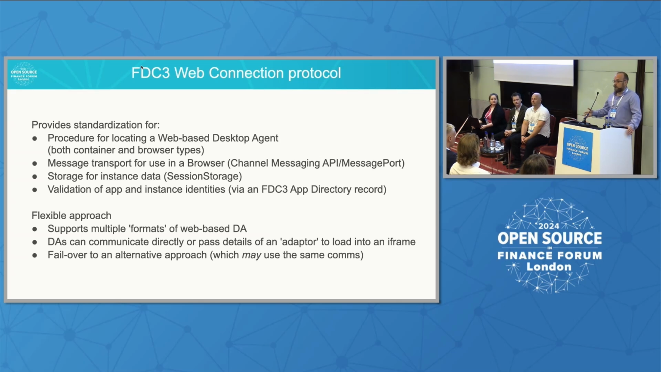A message transport for us to actually use in the browser, which we've chosen the channel messaging API for, and message ports. Storage for instance data, which we use session storage for from the HTML specification. And finally, a method of validating app and instance identities in a browser. It's a fairly flexible approach. It supports multiple different formats of web-based desktop agent. DAs can communicate directly over it or pass details of an adapter, and we communicate with the adapter instead. And finally, it provides a sort of failover to an alternative approach which can use the same communication or something else that implements the desktop agent interface.